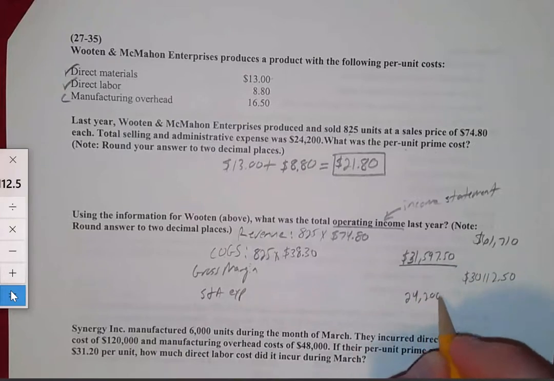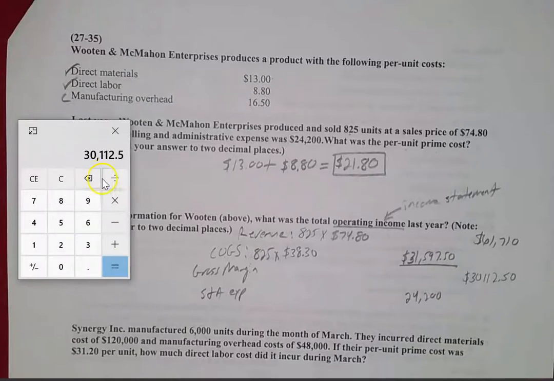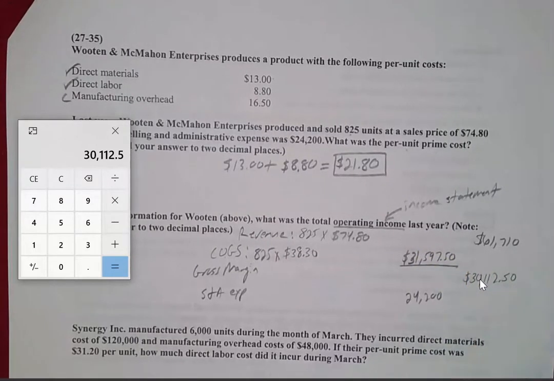Of 24,200. So this is where I did the subtraction. 61,710 minus 31,597.50 gave us a gross margin of $30,112.50. Then we also have selling and administrative expenses of 24,200. That's directly from the question, so I'm just going to subtract that out.